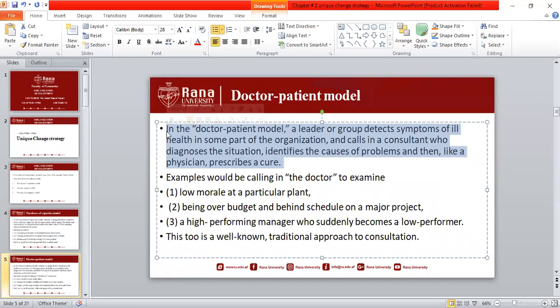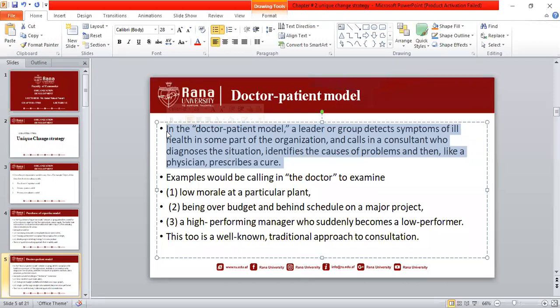Now, see, for example, low morale at a particular plant. Employee morale is low. Now, look, this is only a symptom. Morale is very low. Next, being over budget and behind schedule on major projects. High-performing managers who suddenly become low performers. One day, all these managers were high performers, but suddenly, no one knows why, the performance comes down and decreases, and people become shocked. The leader becomes shocked about what happened.